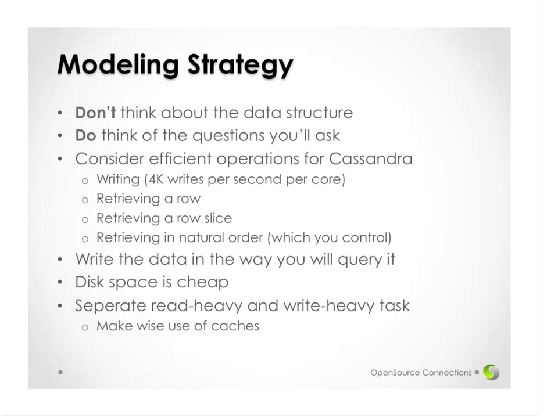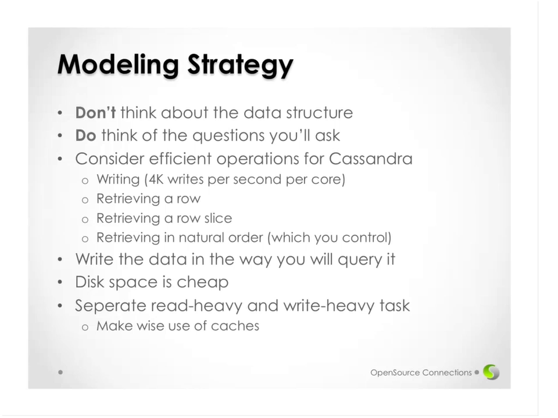Consider what's efficient in Cassandra. Writing. We see nodes write 4,000 writes per second per core. It's great. That's so fast. Retrieving a row is efficient. Retrieving a slice inside a row, where we talked about column names in order, is great, fast. A single row will only be on one node. A slice is super fast to get back. We know where to get it. We know how to cut it. Retrieving in that natural order, which we can control, is the comparable column names.